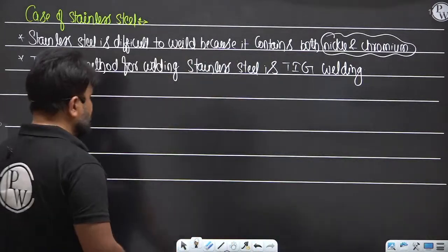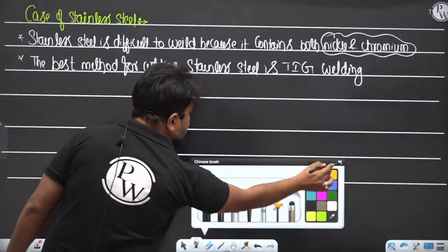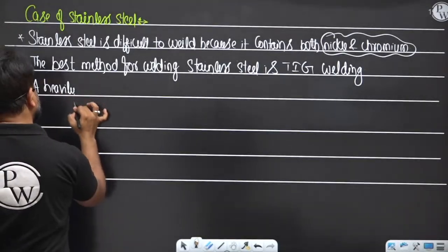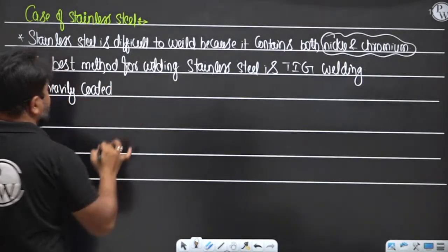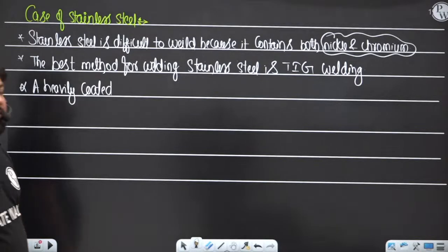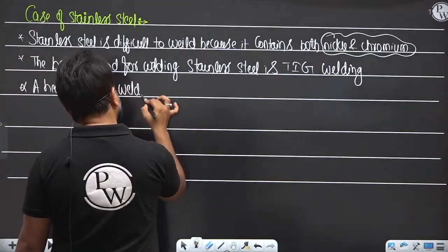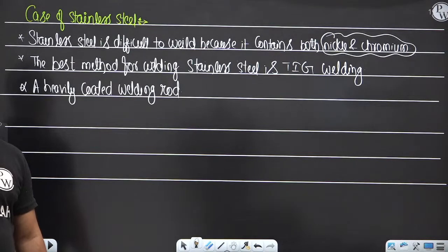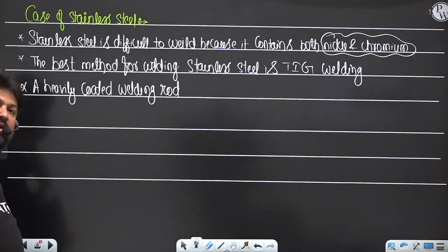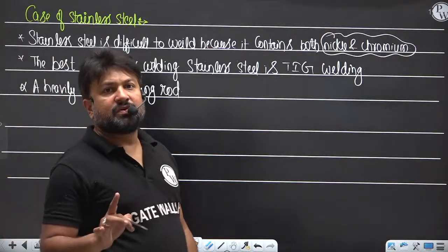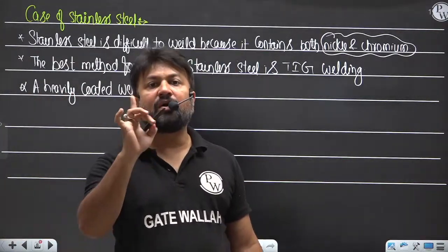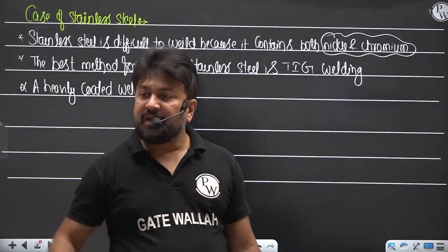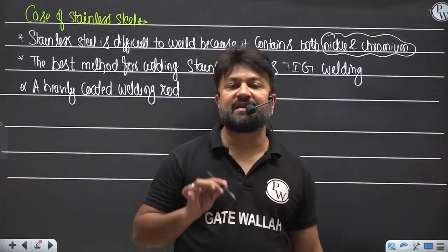A heavily coated welding rod should be used in the operation, right? Also, you should use a low arc current. If the arc current is low, along with that you have to use a fast travel speed. If the arc current is low and the travel speed is fast, then what happens?